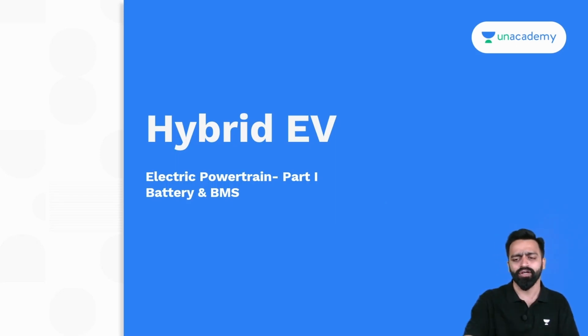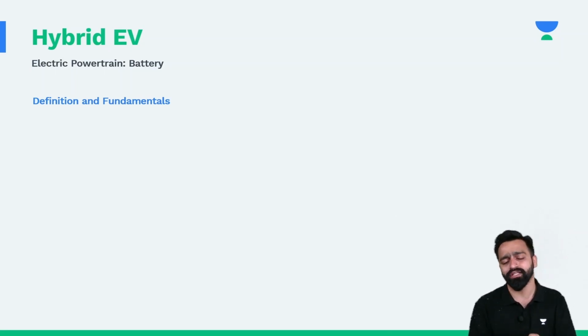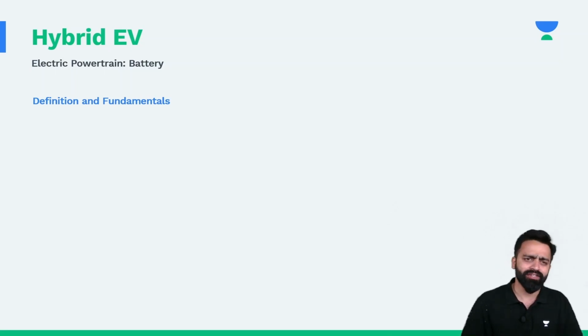Now in this lecture, we are going to understand further what are the main important components in electric vehicle, and most important part of the electric vehicle is battery. I can say battery is the heart of electric vehicle because inside battery we are storing energy and that energy is being used to run the motor that converts electrical energy into mechanical energy. Now let's understand some of the definitions and fundamentals about battery.